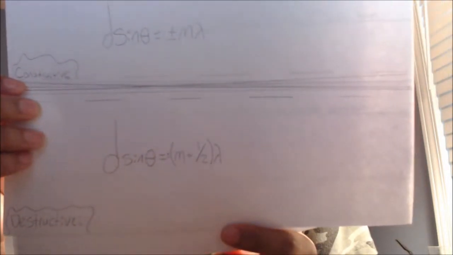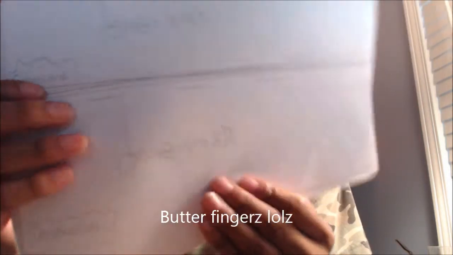The formulas and the units. For constructive interference, it is D times sine theta equals plus or minus M times lambda.